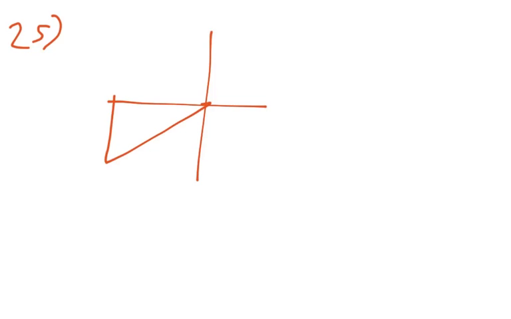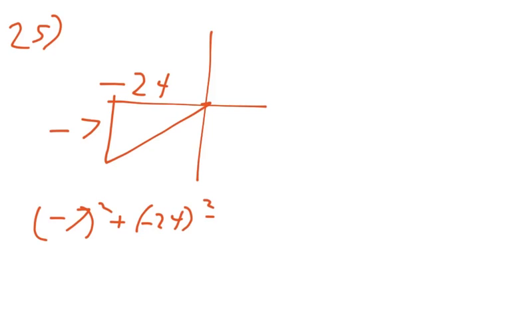For problem number 25, it says you are in quadrant number 3, and the tangent is 7 over 24, except we're going to change both of these to negative because we are left and down. So, Pythagorean theorem, negative 7 squared plus negative 24 squared equals c squared. 625 equals c squared, square root, and this turns out to be positive 25. Remember, the hypotenuse is always positive.